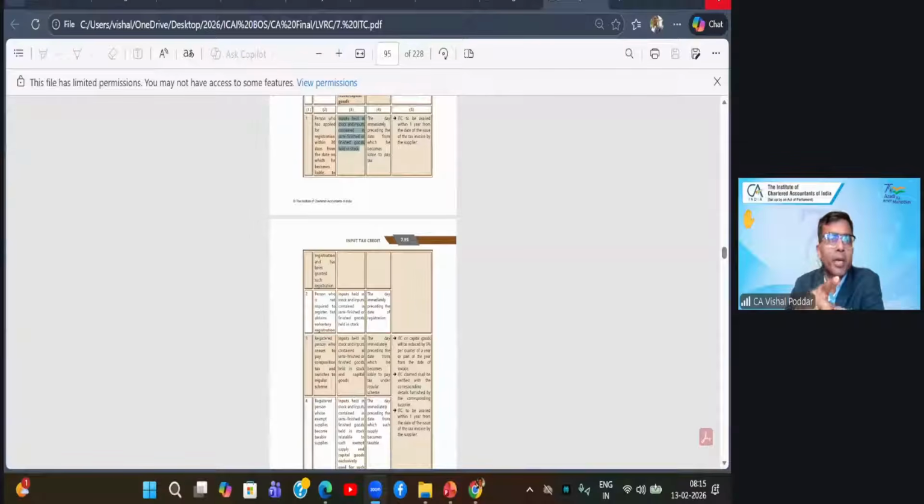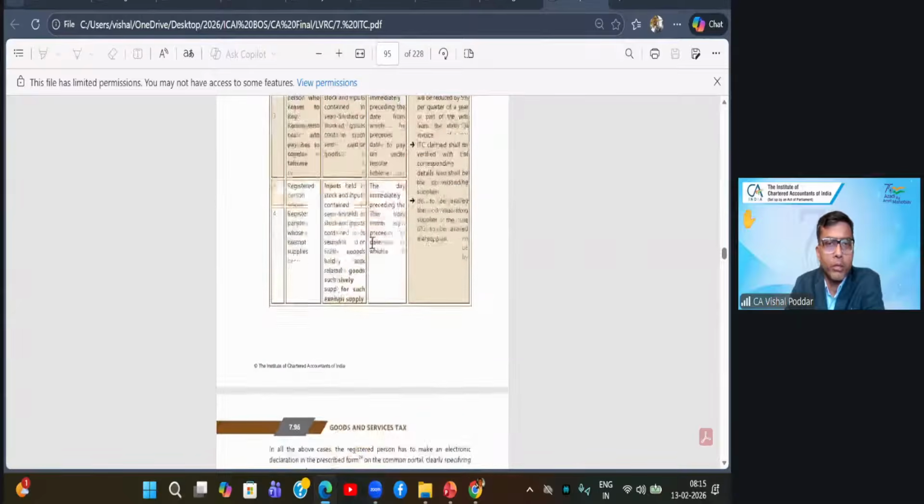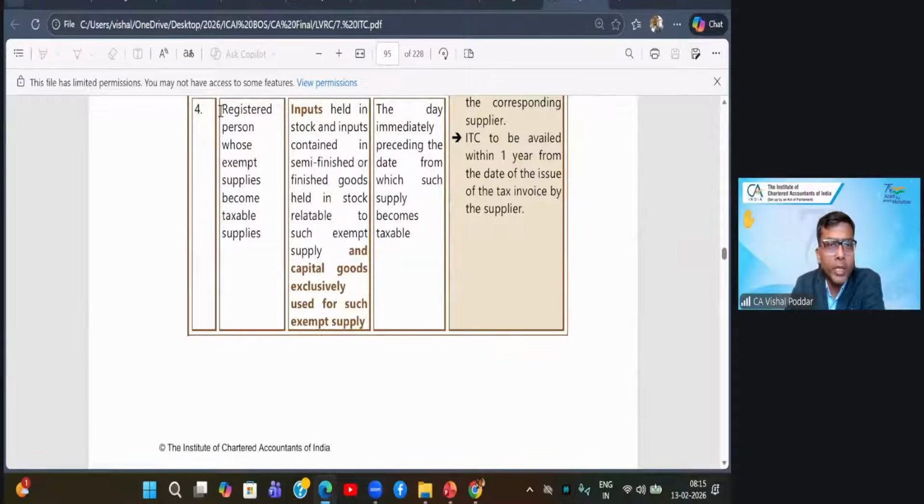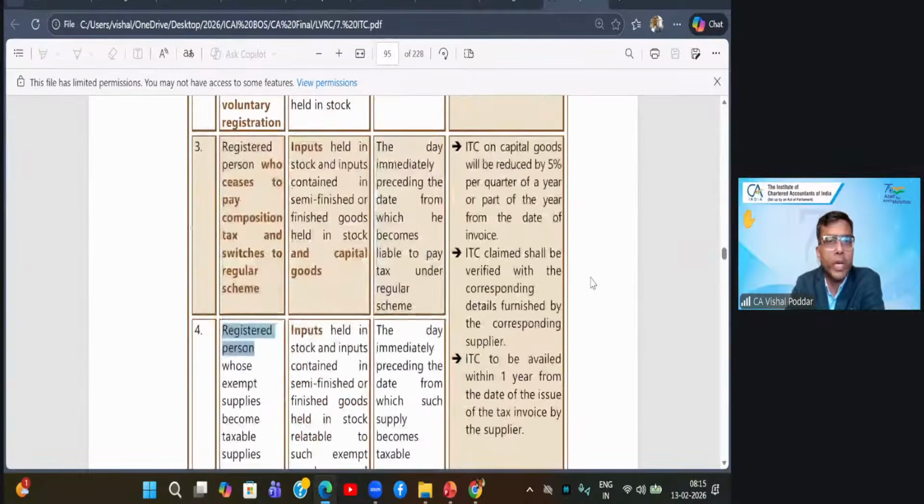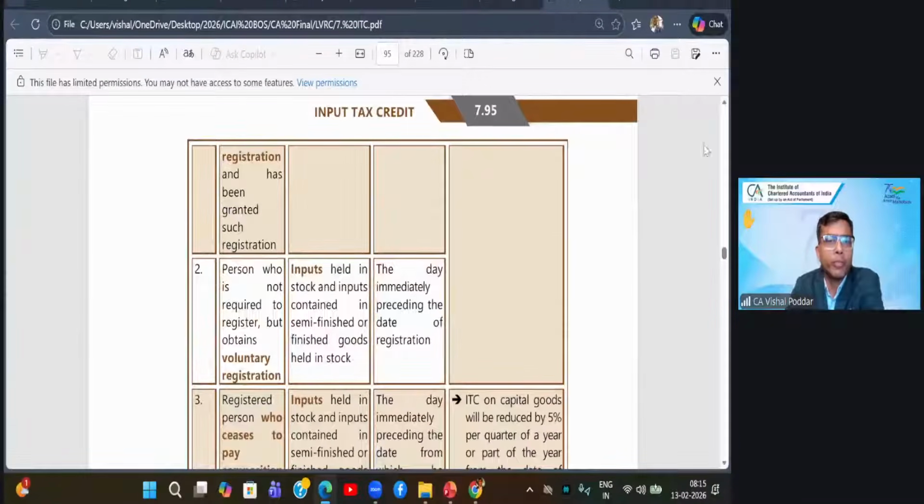Now, as correctly pointed out by Geeta and firstly by Sachi, and maybe somebody else has pointed this out, the answer is you fall in 1. See, why don't you fall in 4? Because 4 starts with the words you are already registered. See the difference. 4 and 3 both start with the words you are already registered, and you are only changing from one category. Like in 3, you are changing from composition to regular. In 4, you are changing from exempt to taxable. But you are already registered. And 1 and 2 apply to a person.